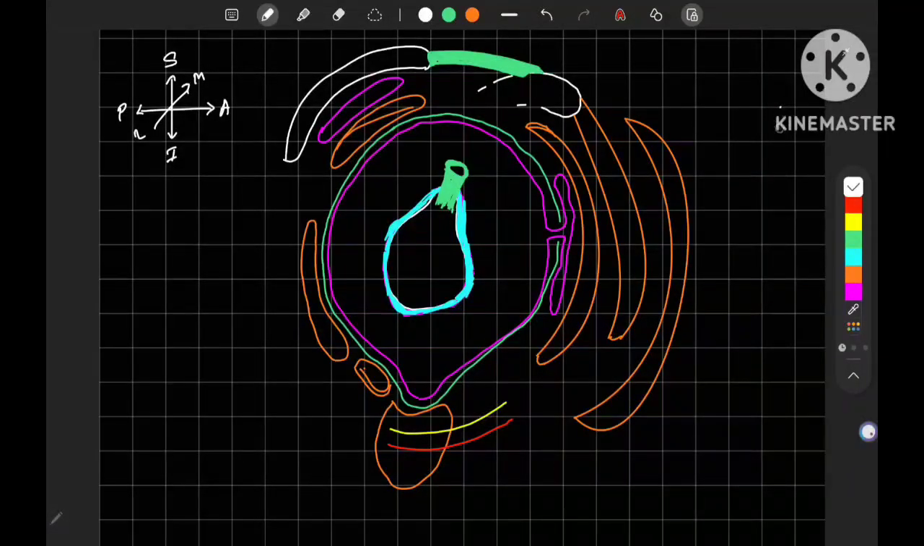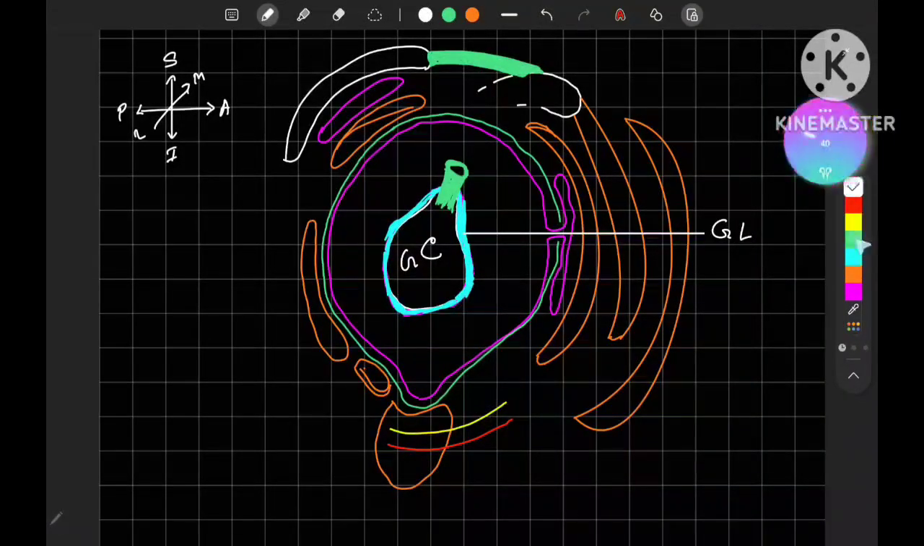So first, this is the glenoidal labrum. Okay, this is the glenoidal cavity. I am going to write the abbreviated name, the short form of the name. This is the glenoidal cavity, glenoidal labrum. You can see this ligament. This is the ligament.